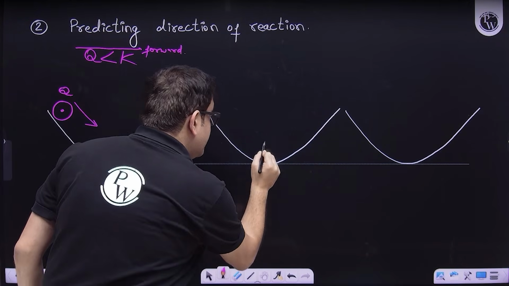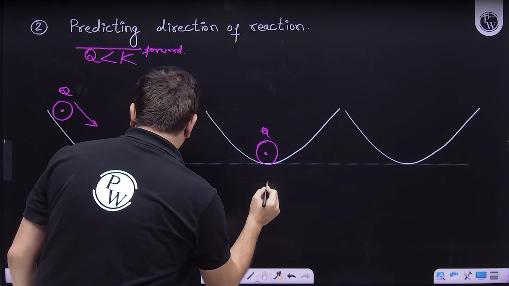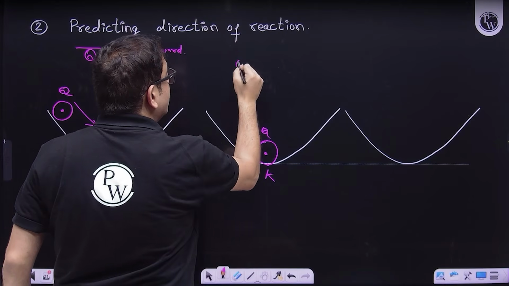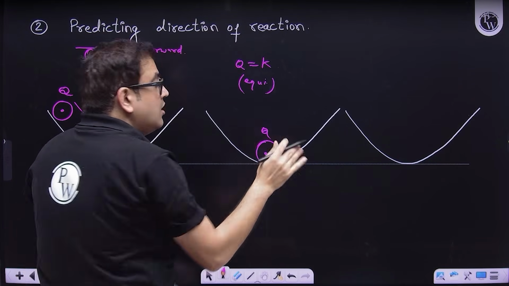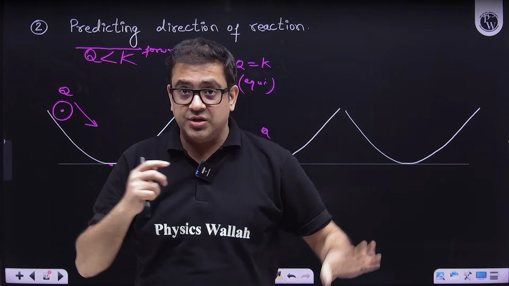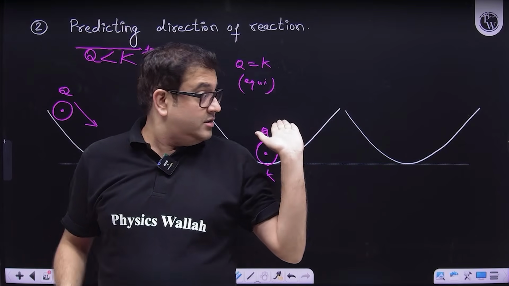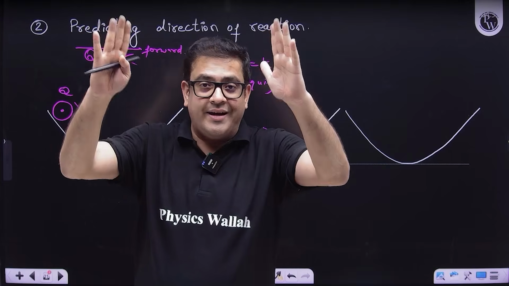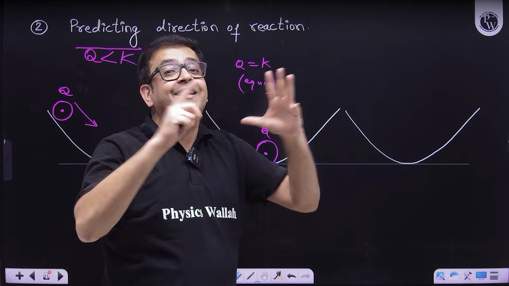If the ball is here only, that means this is Q and the track is K. Q is equal to K. It is equilibrium. That means the reaction will not go anywhere. The reaction will stay at that place, no change. From outside, it will appear the ball has stopped, but we know the rates of forward and backward reactions are both happening. I'm just giving you this picture so that you may understand the direction.